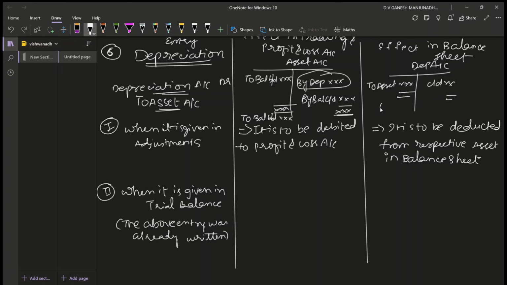That is, it is having a debit balance, and if it is having a debit balance, don't think that it is an asset. Okay, it is an expense. That is why it is having a debit balance. So there is no impact when it is given in trial balance. When it is given in trial balance, it is only an expense and to be debited to profit and loss account simply. Okay, this is what adjustment number 6 is.